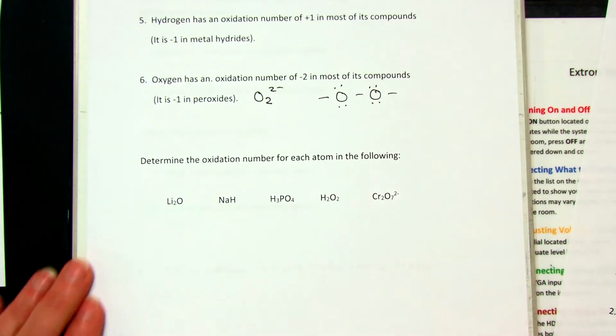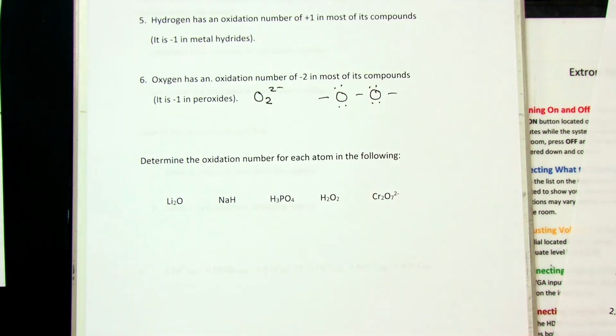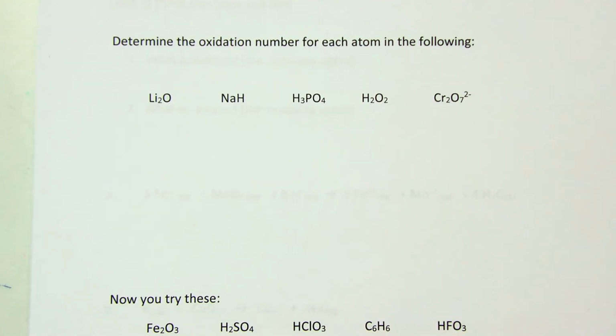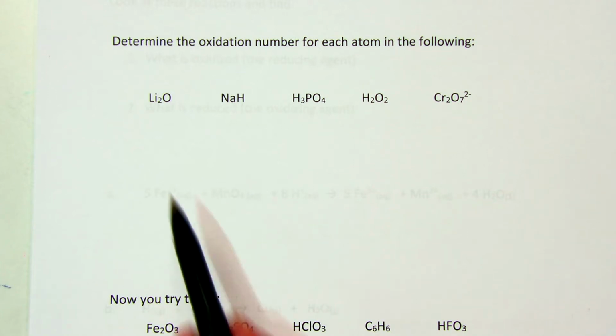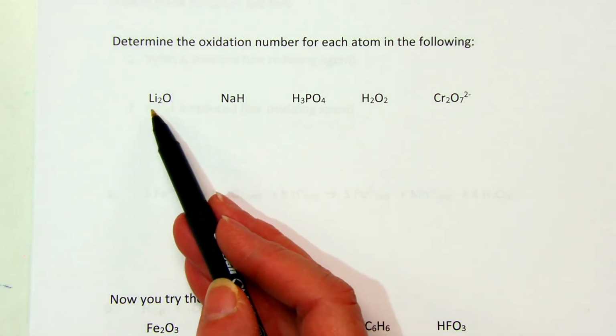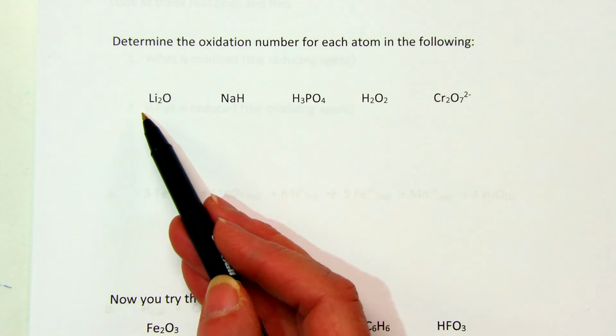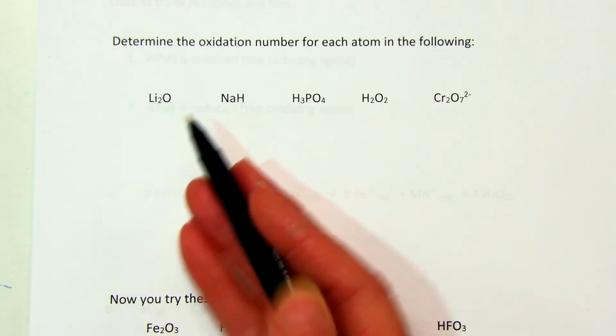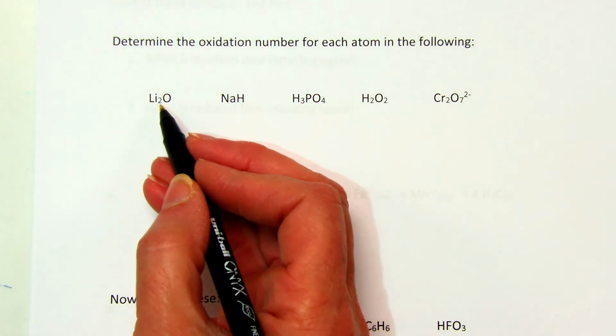Okay, so if we look at these examples now, we're going to go through those rules stepwise. And it helps to start off with the same kind of thought process you had in Chapter 2. When you're looking at something and you want to name it, you say to yourself, well, what's written first? What kind of compound is this? So this has a metal first, so that tells me right away it is what? Ionic compound, right?